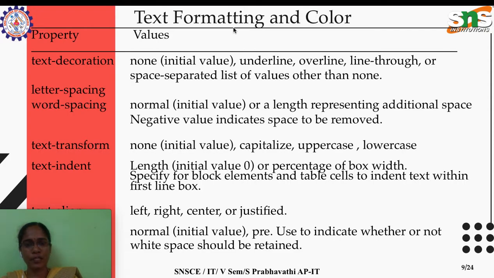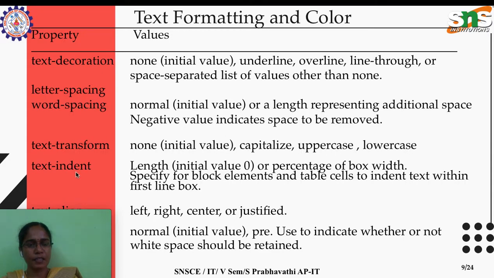And text formatting and color. Color I think I have covered already, even then I'll take a quick recap on color. So before that, looking at text formatting. We have a number of properties like text decoration. It takes one of these values: none, underline, overline, line through, or a space separated list. Word spacing and letter spacing say something about the space between the letters or between the words, and how many values we need to represent those. Text transform, I think you will be knowing it: none, capitalize, uppercase and lowercase.